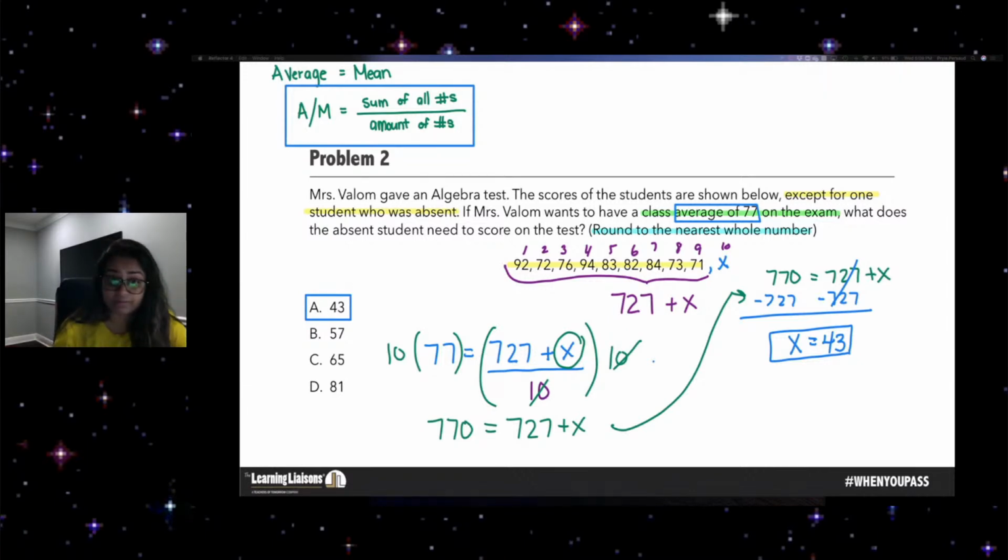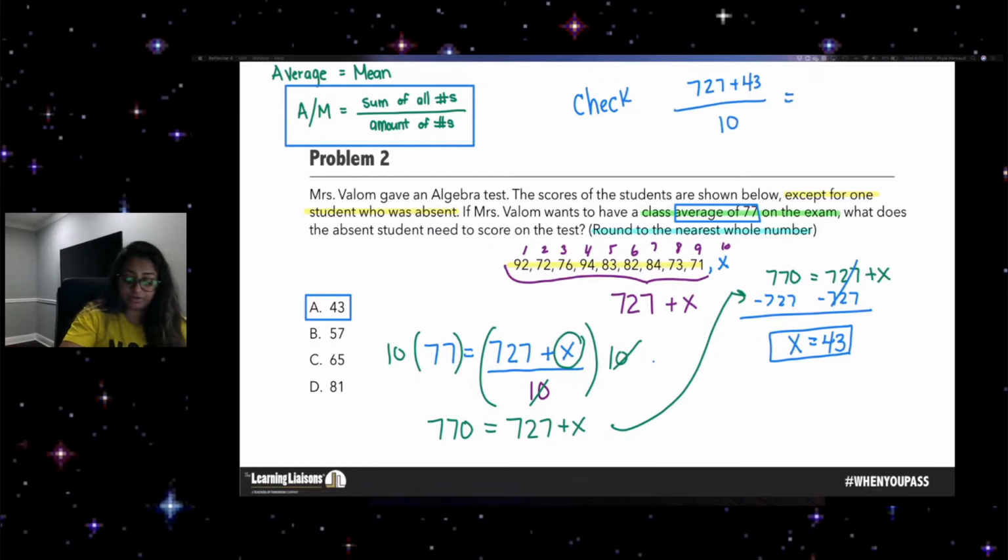V was looking for. All right, and if you don't believe me, what you can do is check your work. You check your work by doing 727, add your 43, divide it by all the people, and see if it gives you 77. All right? Any questions? Go ahead and put it in the chat, and once I'm finished the next problem, we'll come back to them.